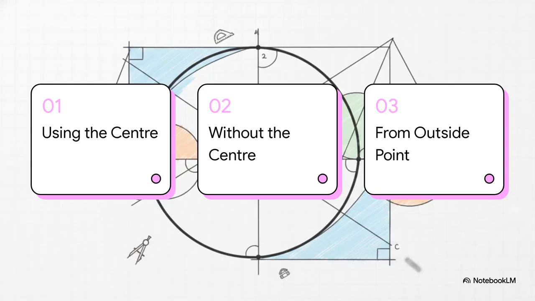Welcome to today's masterclass on geometrical constructions. We are going to explore 3 essential methods for constructing tangents to a circle. We will cover using the center, working without the center, and finally, constructing a tangent from a point completely outside the circle. So, keep your compass and ruler ready, and let's begin.